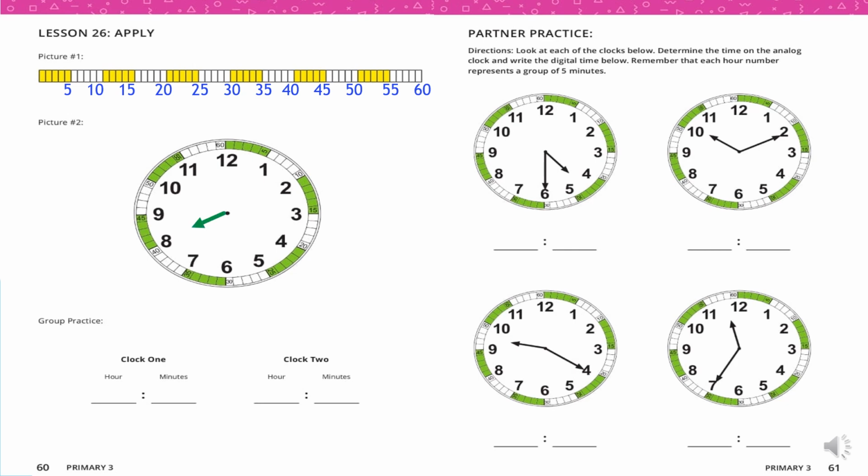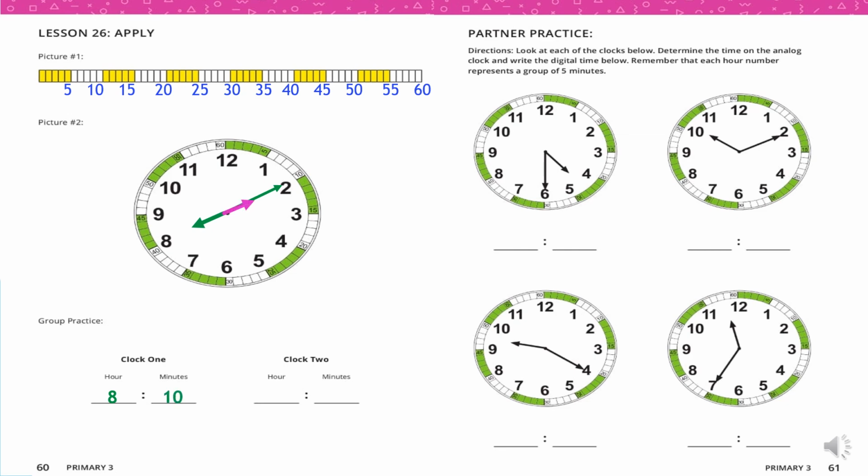If the shorthand is referring to 8, it will tell me what? 8. So we will write here in hours place, we will write 8. And the long hand is referring to 2. We will write 2 here in minutes place? No, we will write 10 because it's 2 groups of 5. So 2 times 5 equals 10.